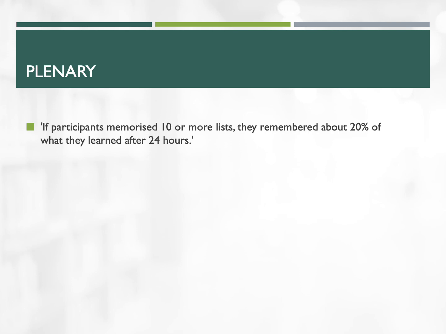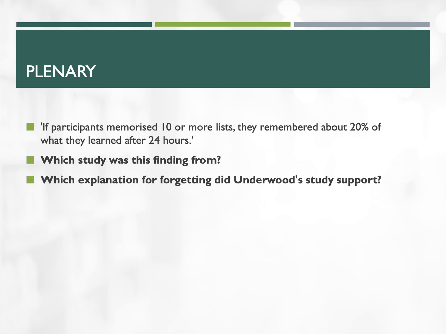Last task now to hopefully consolidate some of the things that we've learnt today. If participants memorised 10 or more word lists, they remembered about 20% of what they had learned after 24 hours. Which study was this finding from? Write me a name down. Try and not look at your notes. So you should have written Underwood. And which explanation for forgetting did Underwood study support?